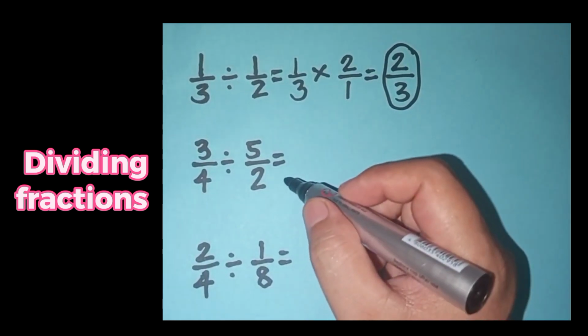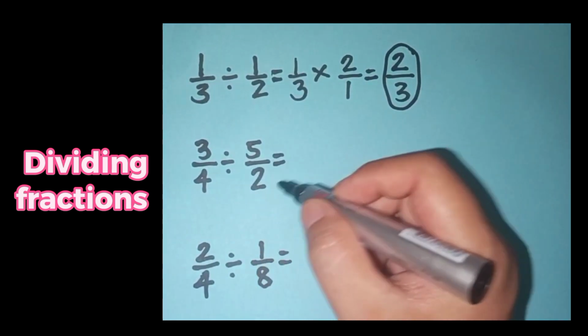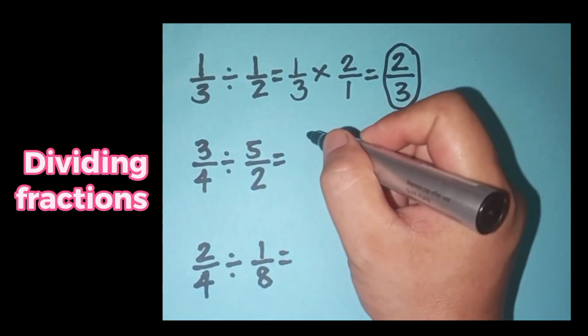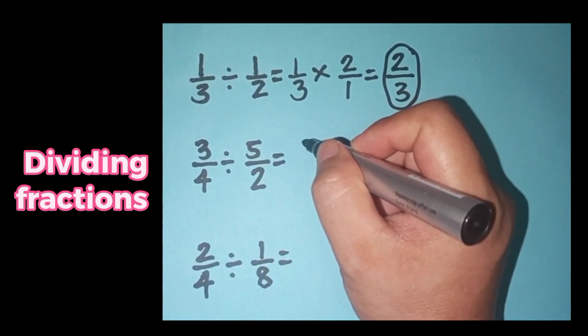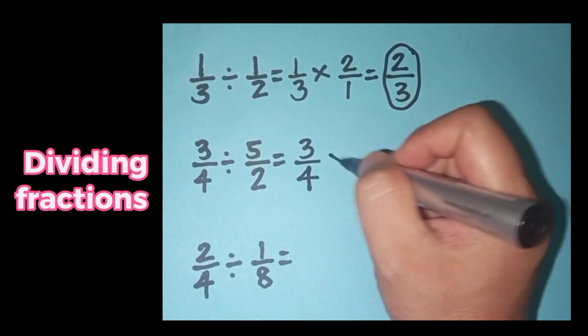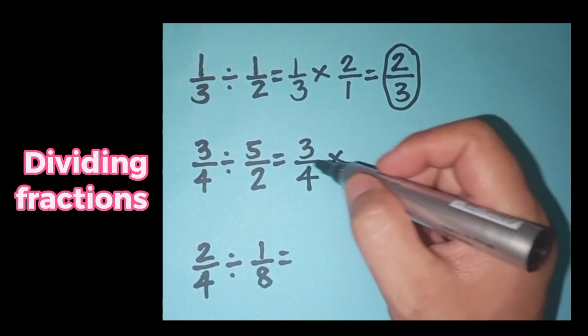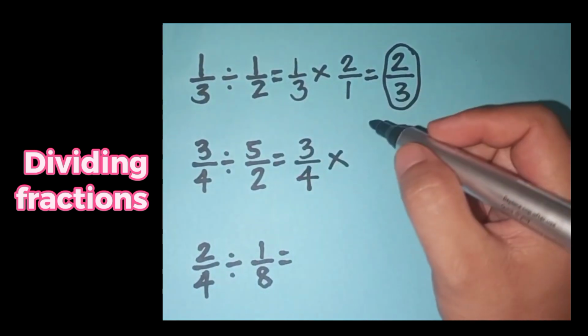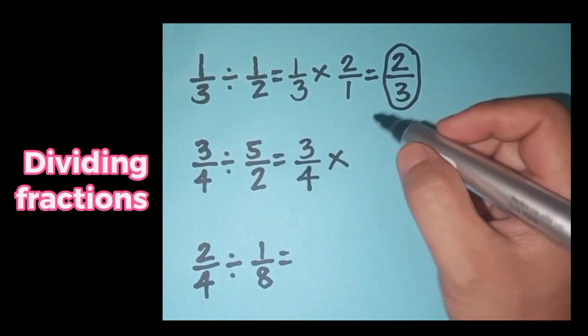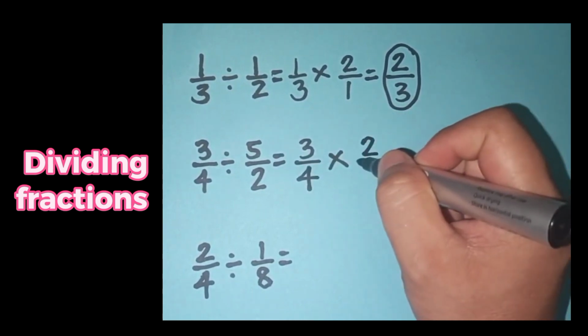Now for example number 2, 3/4 divided by 5/2. Same process we have to take. We have to copy first the first fraction, 3/4. Then we multiply it by the reciprocal of the second fraction, 5/2. So the reciprocal of 5/2, that is 2 over 5.